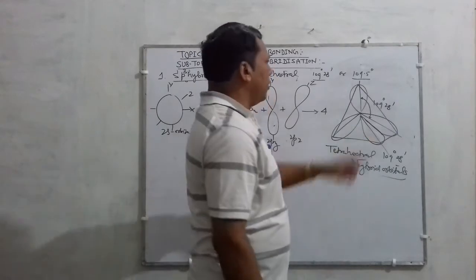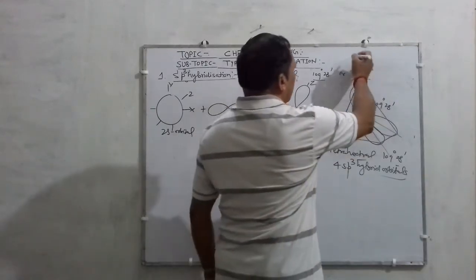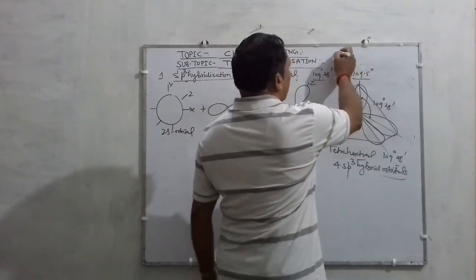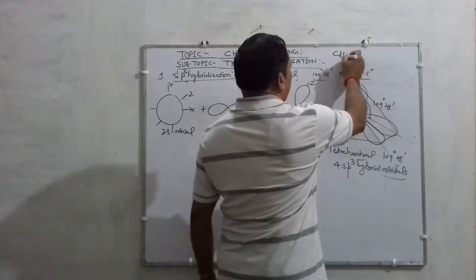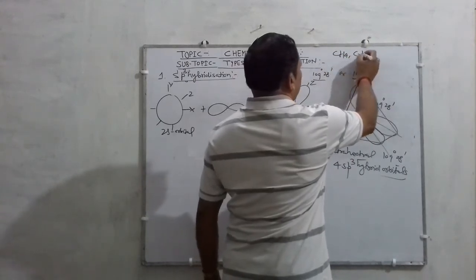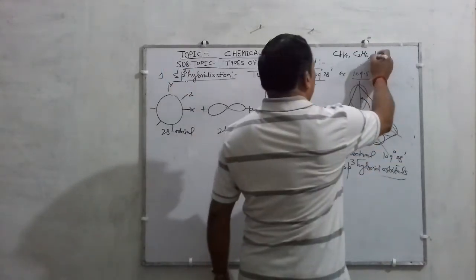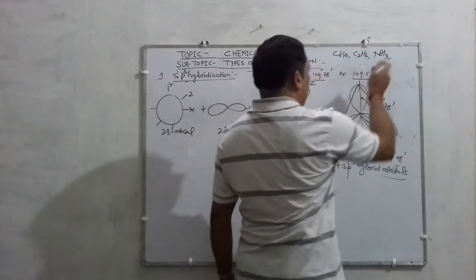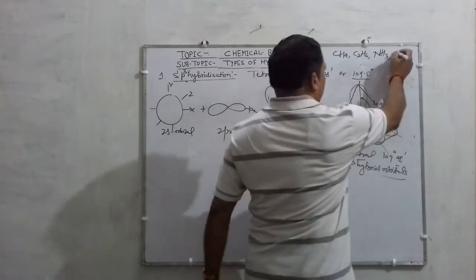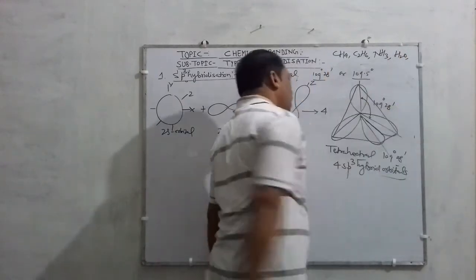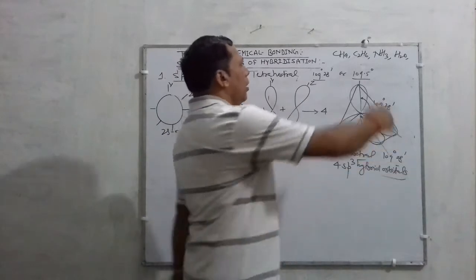Some good examples of sp3 hybridization you can write. One of the most important examples is methane. Next you can give the example C2H6. Another example, ammonia also exhibits sp3. Water, children, also exhibits sp3 hybridization.